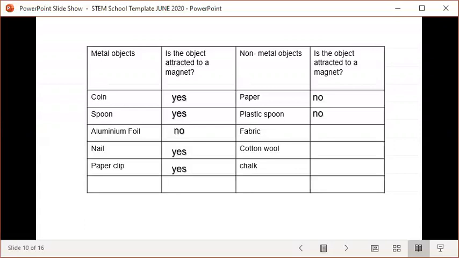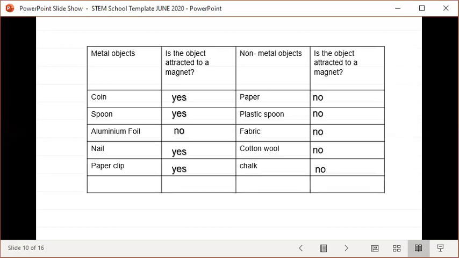And fabric. Is fabric attracted to a magnet? So what do you mean by fabric? Could say your jersey, your pants, your tablecloth, etc. And see, most of you guys are saying no, and that is correct. Cotton wool. Is cotton wool attracted to a magnet? It is not attracted to a magnet. And chalk, last one. Is chalk attracted to a metal? No. Wonderful, guys. That was beautiful.